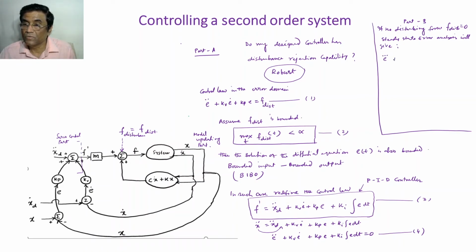So this is e triple dot plus kv e double dot plus kp e dot plus ki e equal to 0. Because if you just differentiate this with respect to time, the integral of e dt becomes e, right? And in the steady state, I told you all the time-related terms have to be 0, right? So in steady state error analysis, what is the error? Here, ki times e equals 0, so that takes you to error equal to 0.